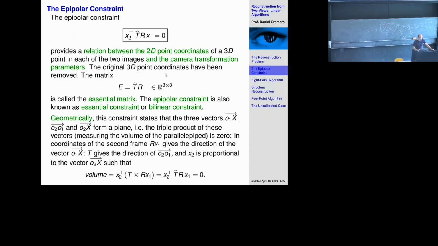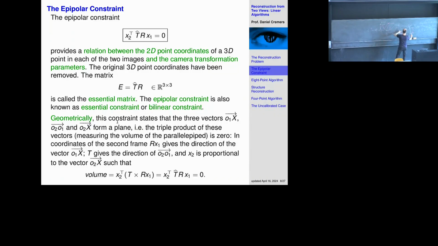Now, this constraint can be interpreted geometrically, and we'll do that so that you get a slightly different interpretation of what this constraint captures. It's important to understand what is captured by this constraint. It basically says that if you have these 2 points that you observe in the 2 images, and then you have the line that connects these 2 camera centers.